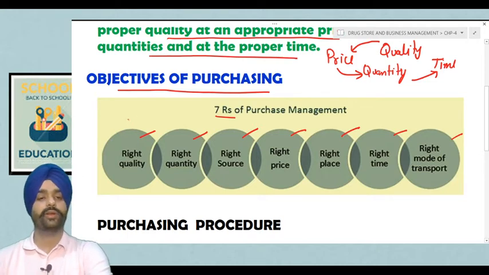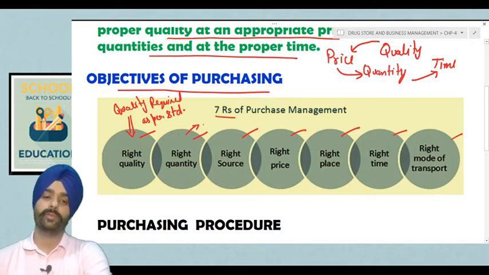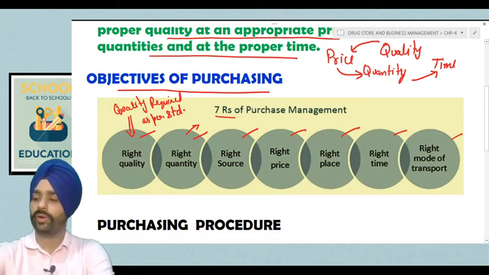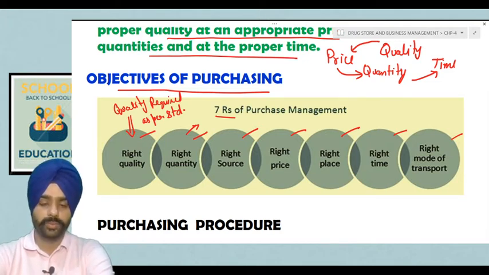Now what is the right quality? First of all, we have to select a particular quality required, as per standards. Then the quantity. The quantity should not be over and should not be under the requirement, because in such cases the inventory carrying cost or the shortage of supply may lead to excessive losses. So in order to prevent that, the quantity selected should be as per the requirement only.